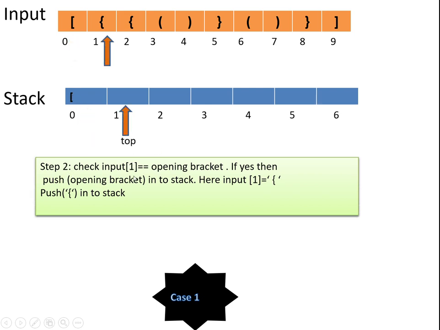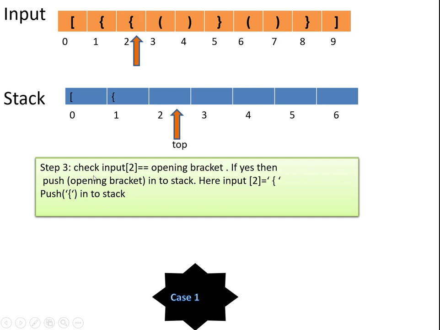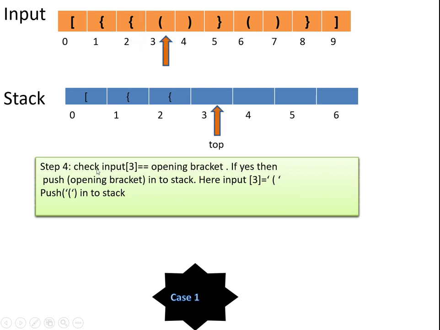And our step 2 is to check input at the 1st position, whether it is an opening bracket or not. If yes, then push the opening bracket into the stack. We are pushing this bracket here. And the third step is to check whether the opening bracket at the second index is also an opening bracket or not. If yes, then push the opening bracket into the stack. Same as before. Step 4, we are again checking that it is an opening bracket or not. Here it is an opening bracket, so we are pushing it inside the stack.